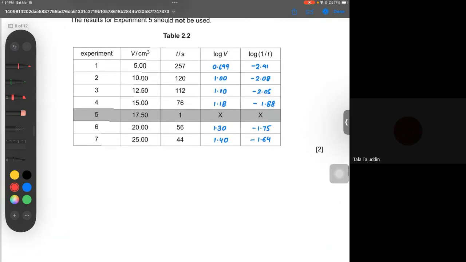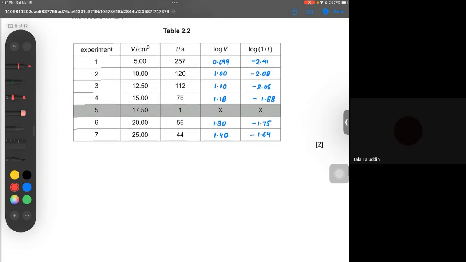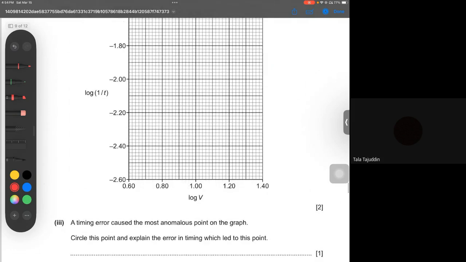The first point is 0.699. Okay, log V. So where is 0.699? This is 0.7, this is 0.9, this is 1.1, this is 1.30, if I'm not wrong.